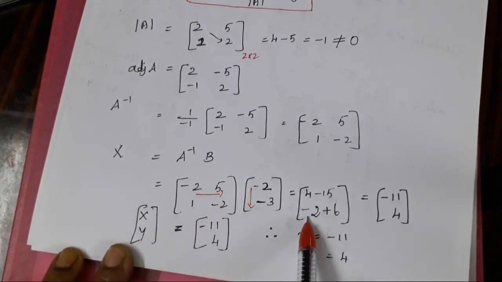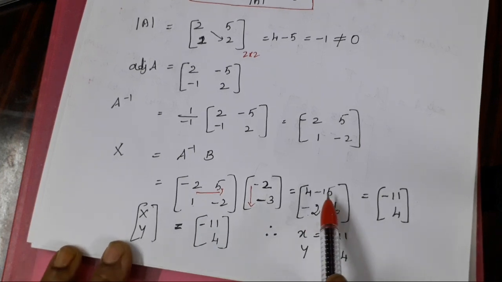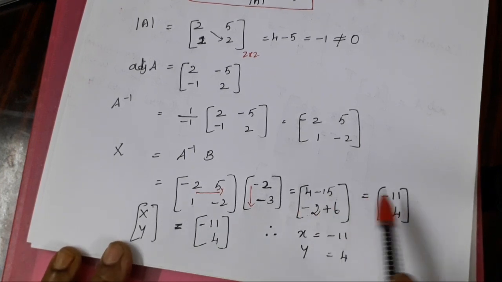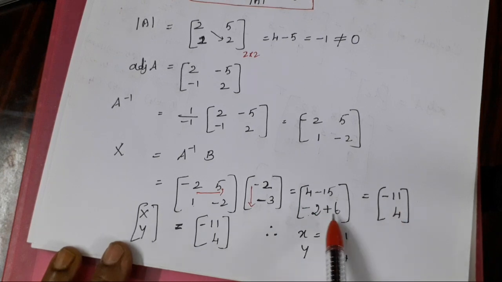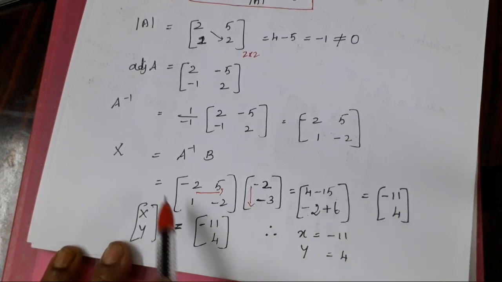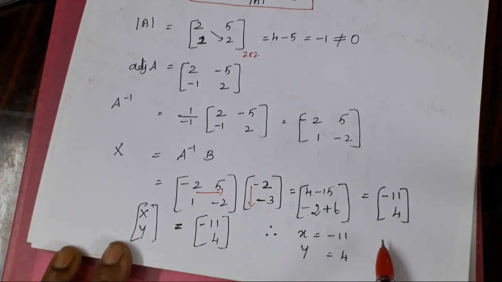Again, second row with the first column. 1 into minus 2 is minus 2. Minus 2 into 3 is minus 6, so you subtract. 4 minus 15 is minus 11. Minus 2 plus 6 is 4. So what is the value? X is equal to [minus 11; 4].